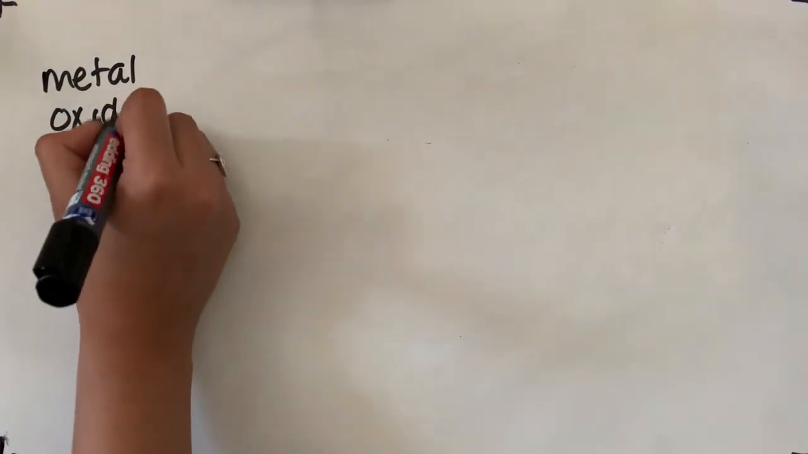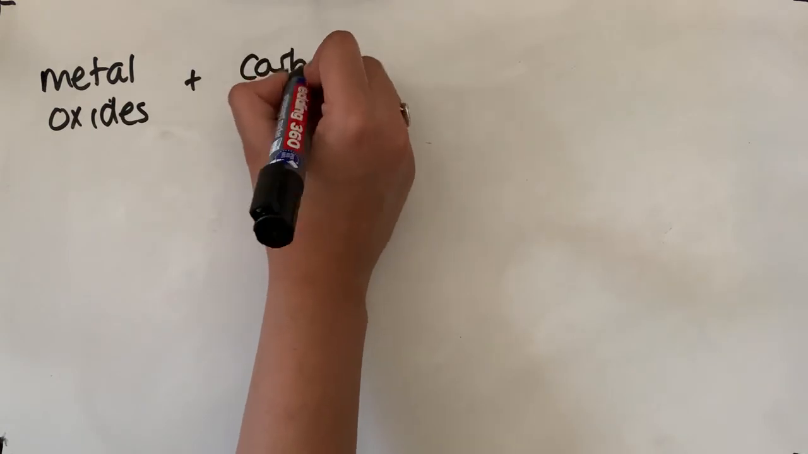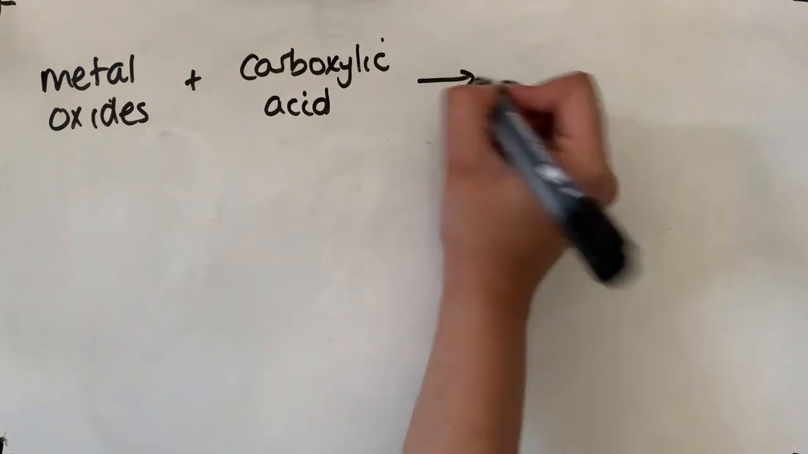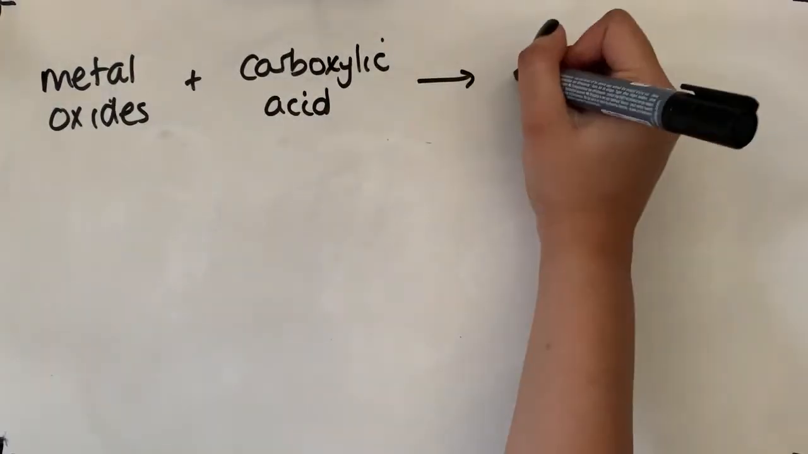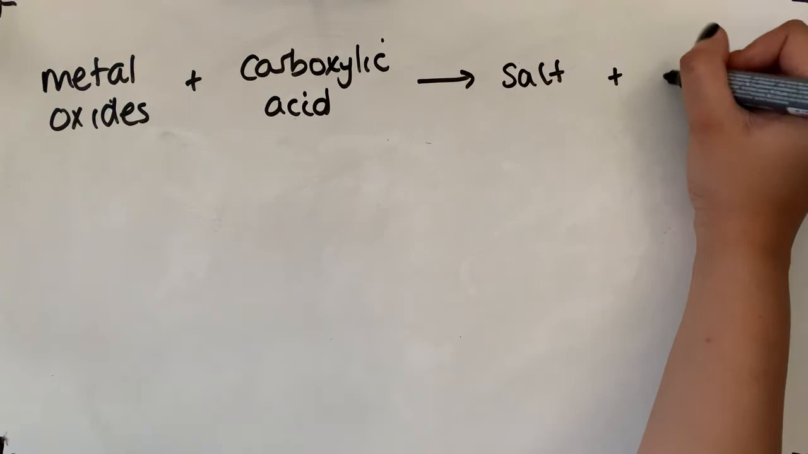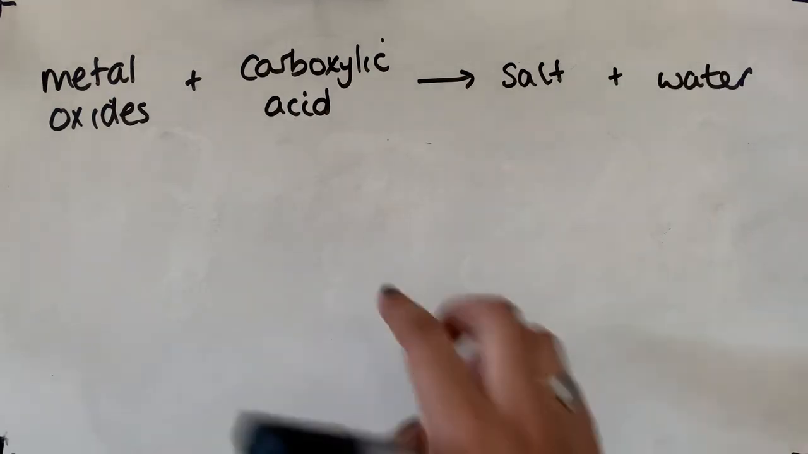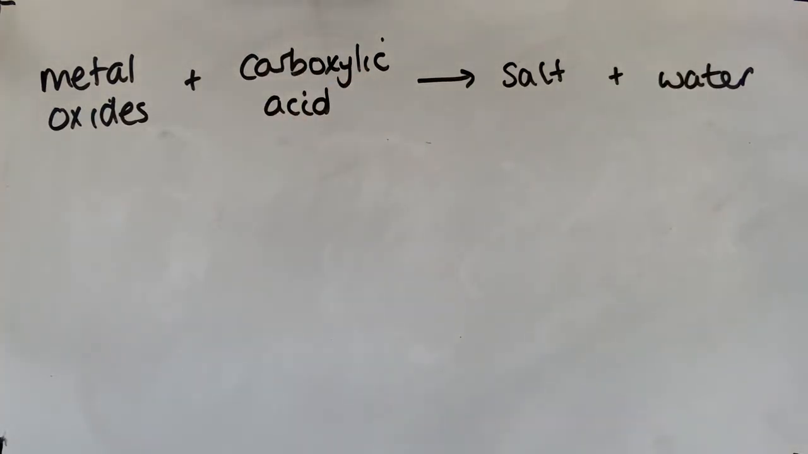Let's have a look at carboxylic acids reacting with metal oxides. Okay, metal oxides plus carboxylic acids will always form salt plus water. Okay, these are the reactions of acids that you have done back at GCSE. All I'm doing now is just introducing carboxylic acids to that. Okay, so let's look at an example of this.